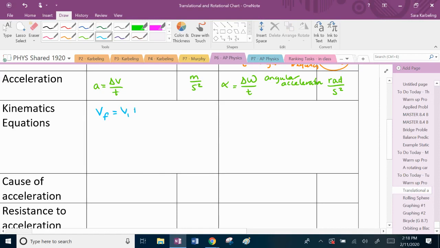Vf is equal to Vi plus at. Do you agree? Can you translate that into the rotational business? Instead of v, you're going to write omega. Instead of a, you're going to write alpha. And time is time. Let's do another one. My favorite one, delta x is equal to Vi t plus 1/2 a t squared. It's been a while since you played with these. They're back. Delta theta is equal to omega initial times time plus 1/2 alpha times t squared.